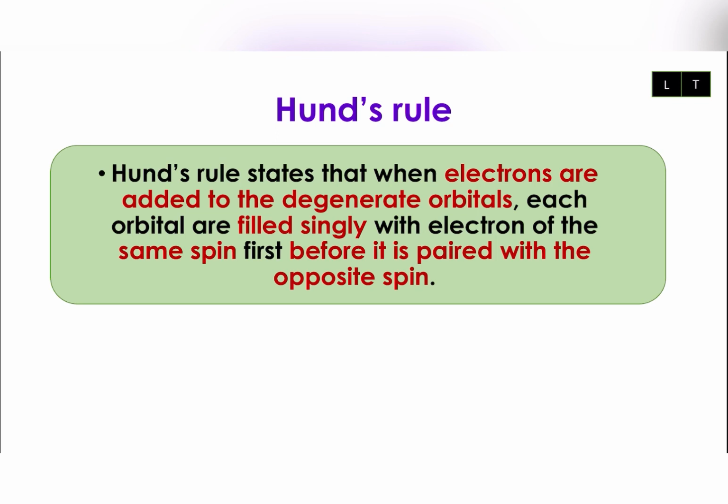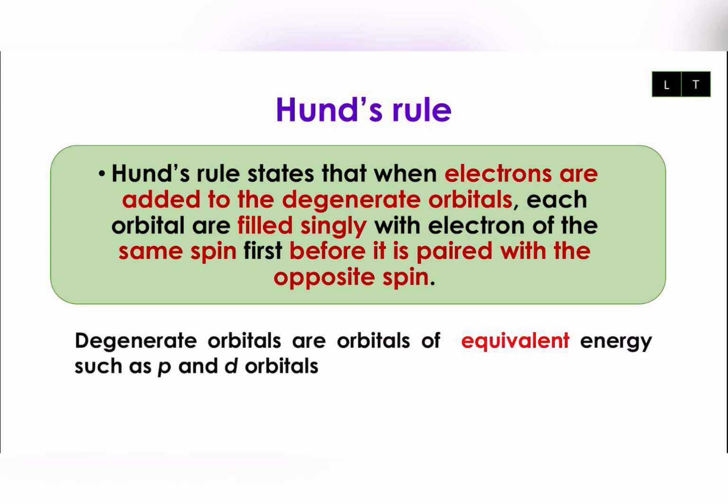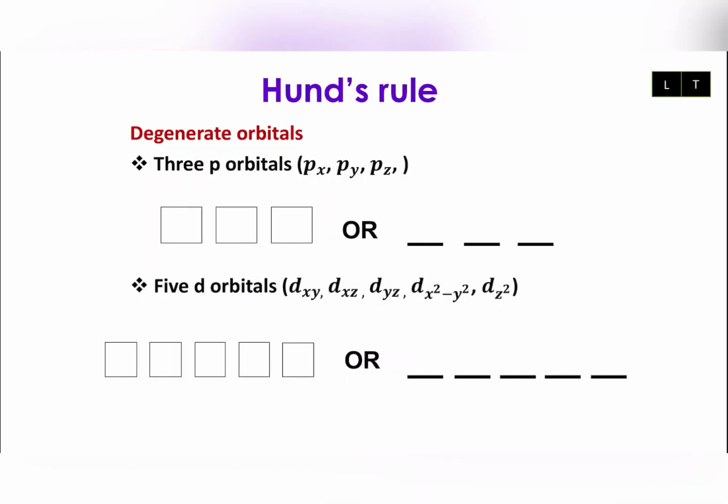So what you will think about right now is, what are degenerate orbitals? Degenerate orbitals are orbitals with the same energy. For example, we only have degenerate orbitals for p and d orbitals. The s orbital doesn't have degenerate orbitals because it has only one orientation. So let's try to understand a bit more about degenerate orbitals.